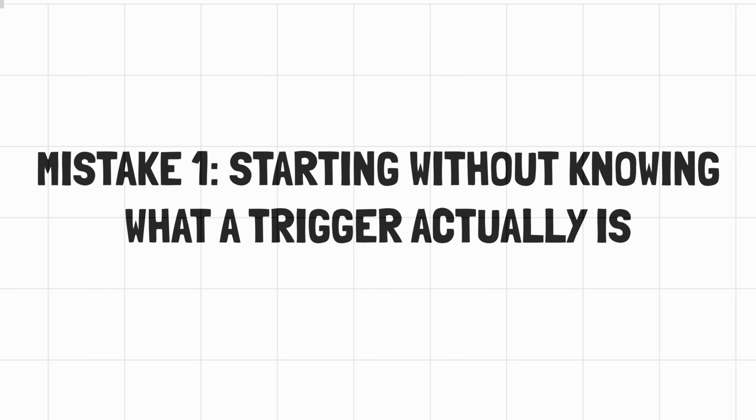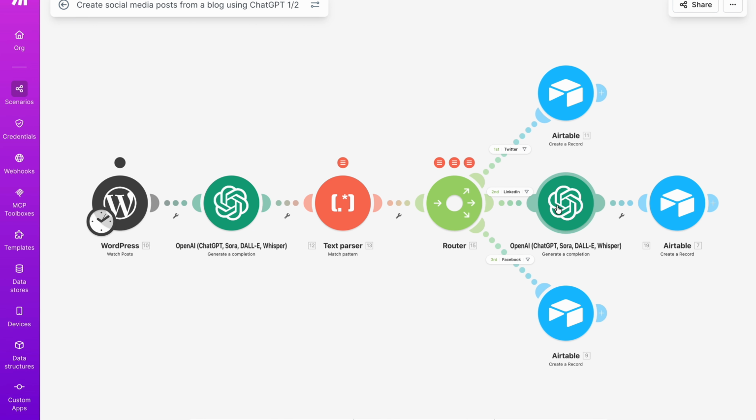So the first mistake, and honestly the one I made myself when I first opened up Make.com, is just clicking around the modules with no real idea of what you're actually looking for. You see hundreds of apps and you start poking around, but nothing makes sense. And 15 minutes later, you've connected different modules that literally don't do anything.